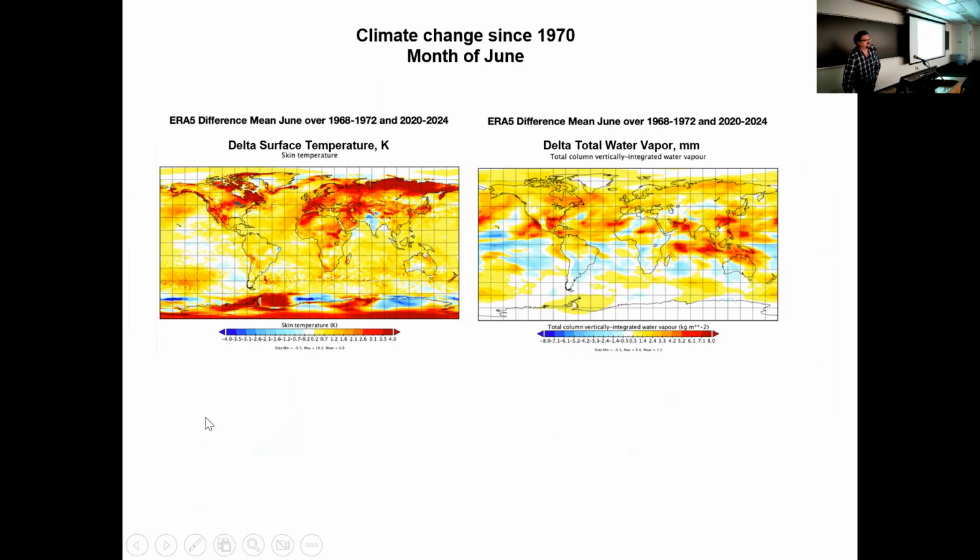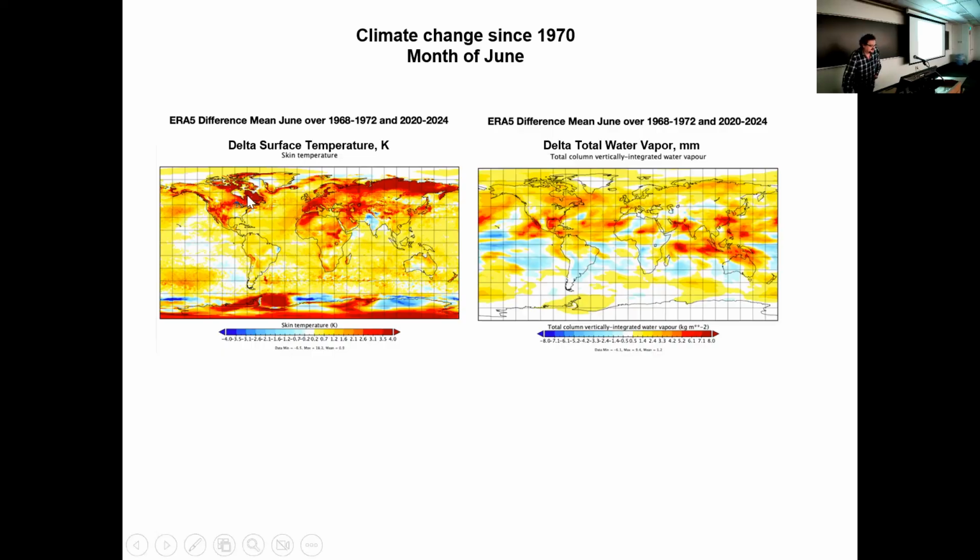I think this kind of image should be shown on CNN or something, because people will say, oh, there is no global warming, it's all made up. Look at this. This is mean June surface temperature, averaged over 5 years from 68 to 72, and the difference between that and today, from 2020 to 24. And this is the difference. And look at these colors. Like this Europe, for example, it's a 3-4 degree change in average June. That's no wonder they have these heat waves all the time, right?